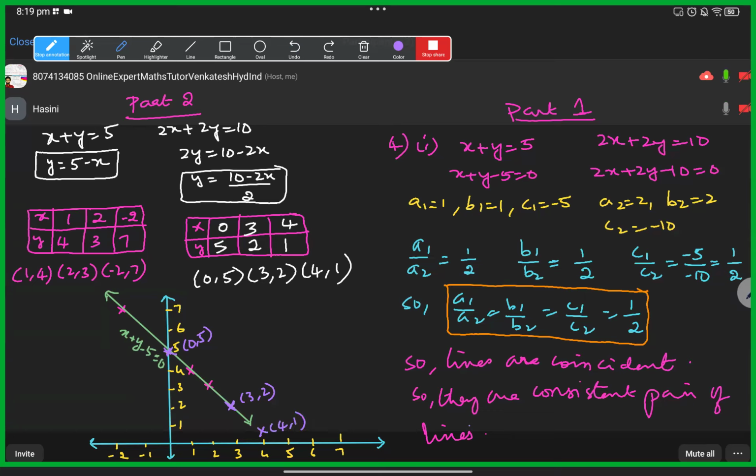Hasni, I think you don't have any doubt, no? No, sir, I don't have any. Yes, Hasni. So 4, 1, once again I'll clearly plot this. X is 4 and y is 1. X is 4, y is 1. Now Hasni, I'm drawing the second line also. To show it, I am just drawing using a different color. But the thing is both the lines will come the same, Hasni.